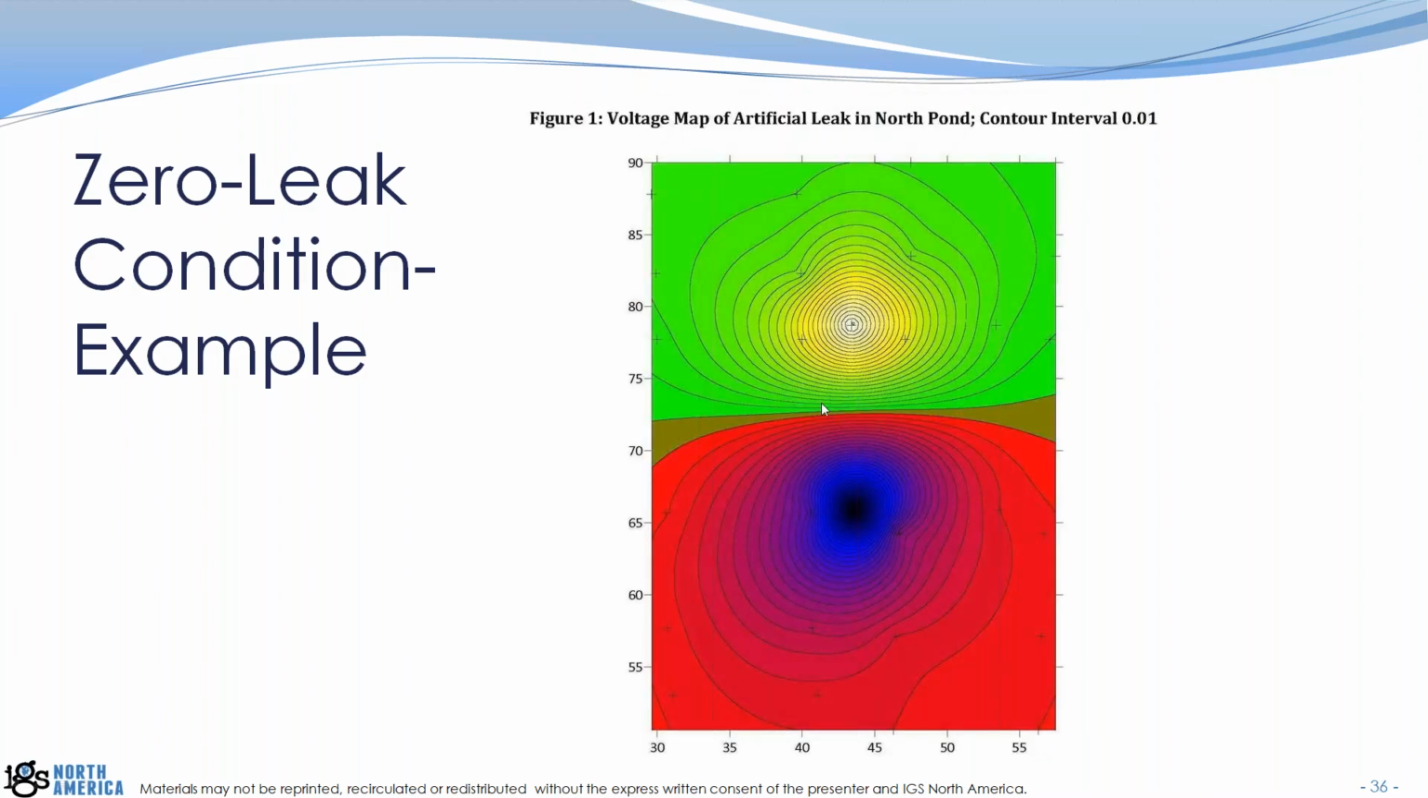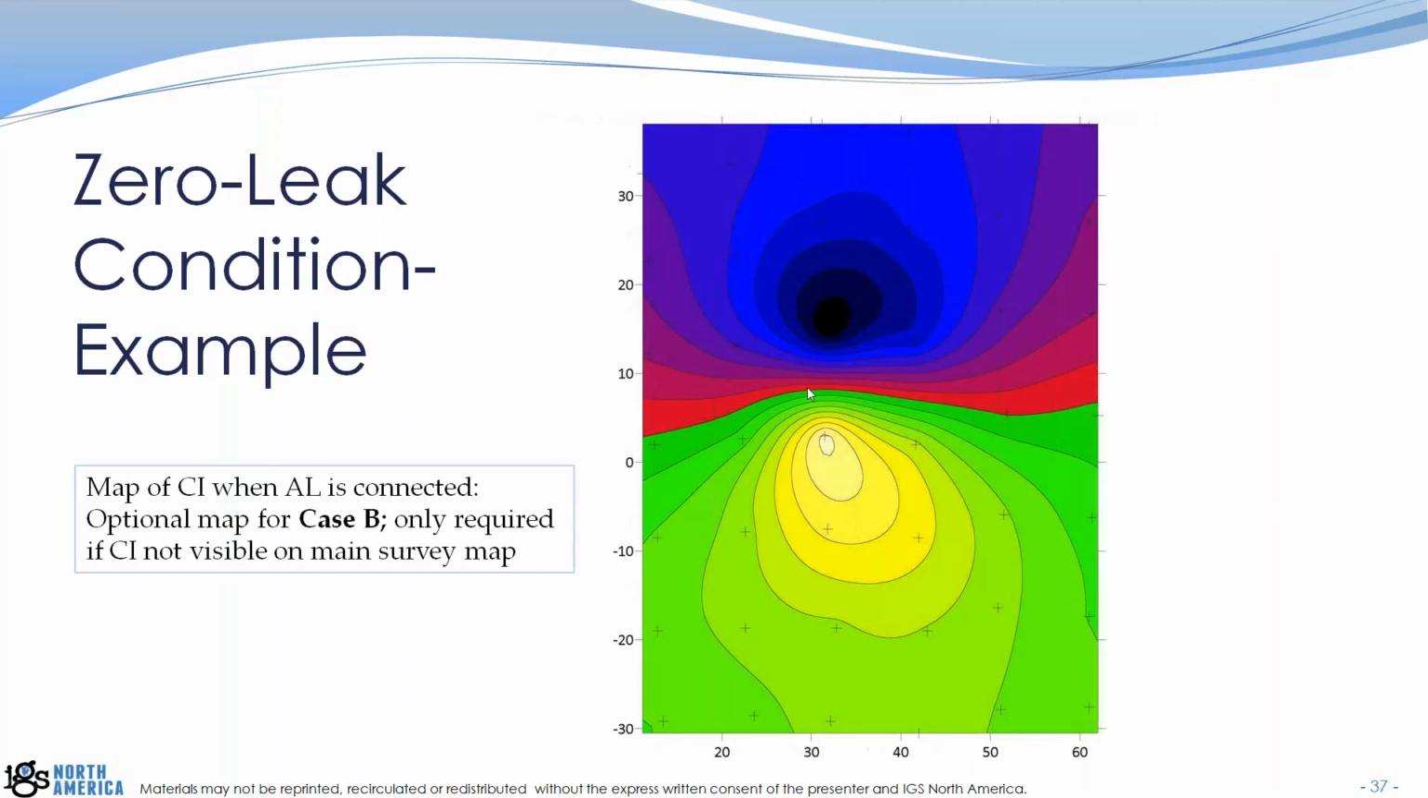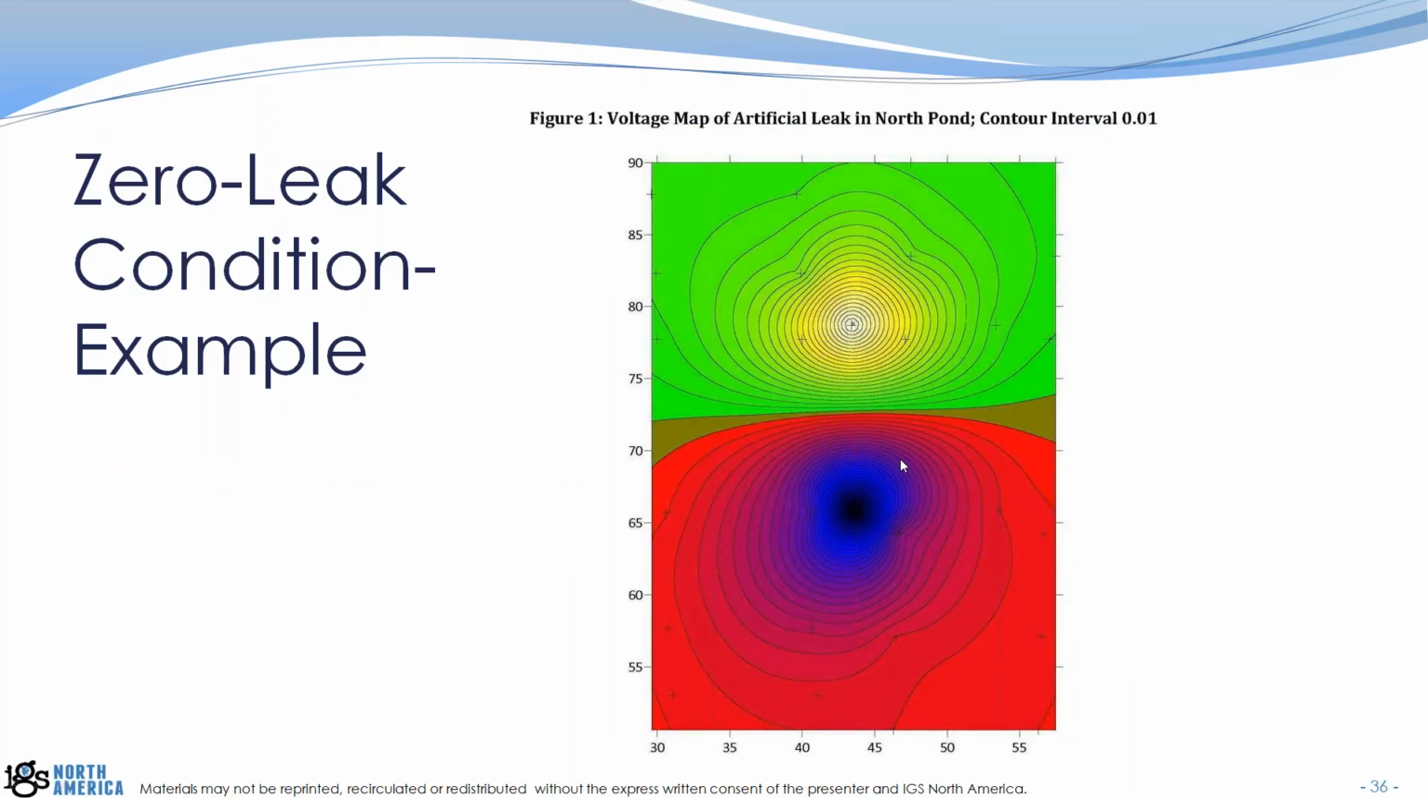So this is the map of the artificial leak for that site. Extremely strong. Contour interval 0.01. This is the map of the CI when the artificial leak is connected. So this, you see a positive on the bottom and a negative on the top, so it's the opposite of our leak, right?